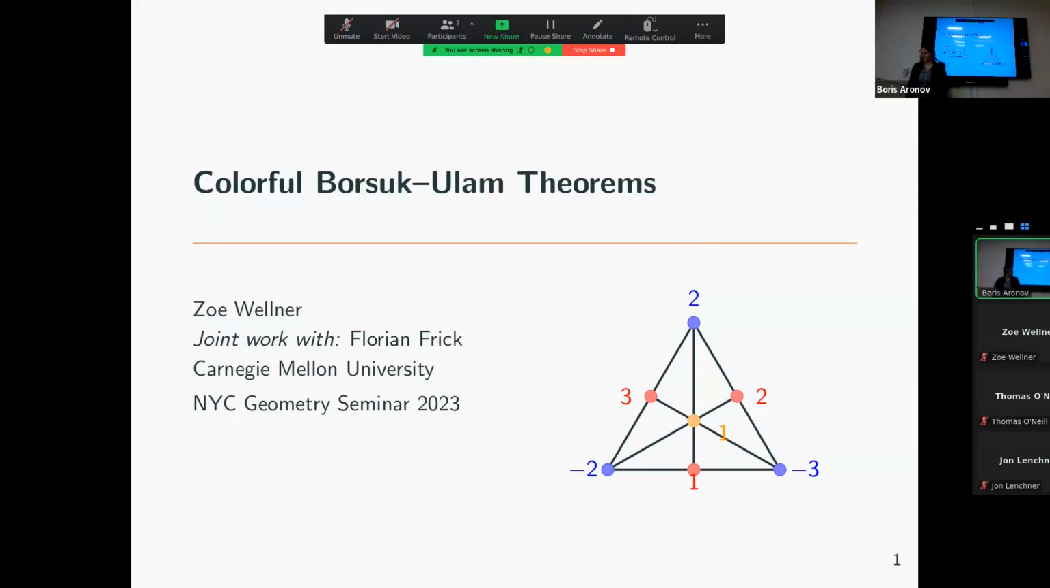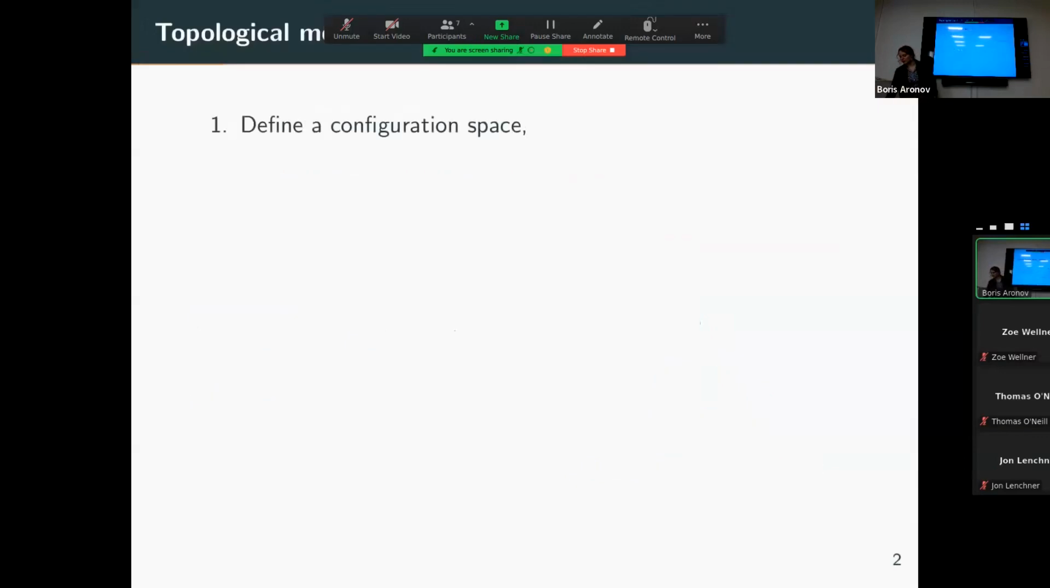And yeah, I'm going to be talking about colorful Borsuk-Ulam theorems. To start off with, we'll talk a little bit about, in general, what topological methods in combinatorics are like.